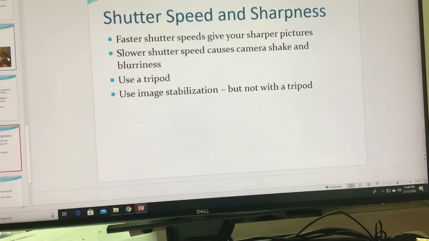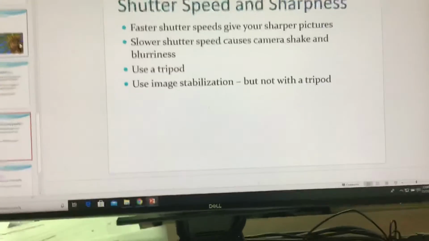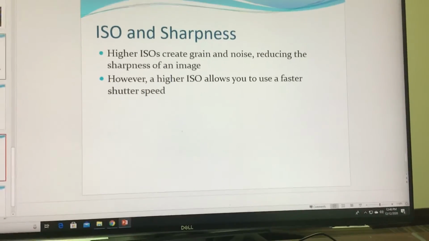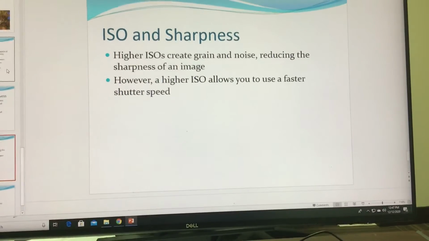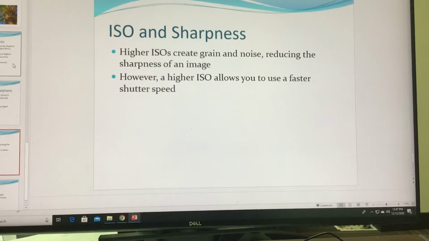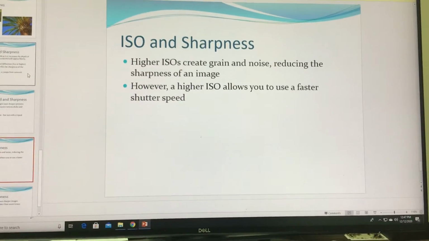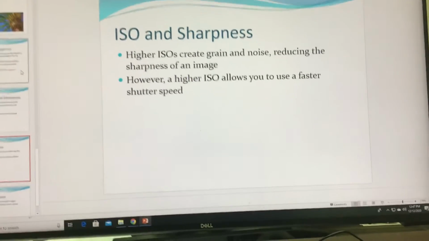Which gives you a sharper photo, a high ISO or a low ISO? A higher ISO is going to start to give you that grain and noise, but also a higher ISO allows you to use a faster shutter speed. So I would say a lower ISO is going to give you a sharper image.